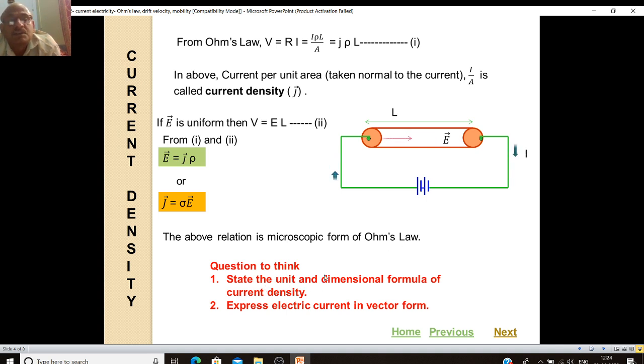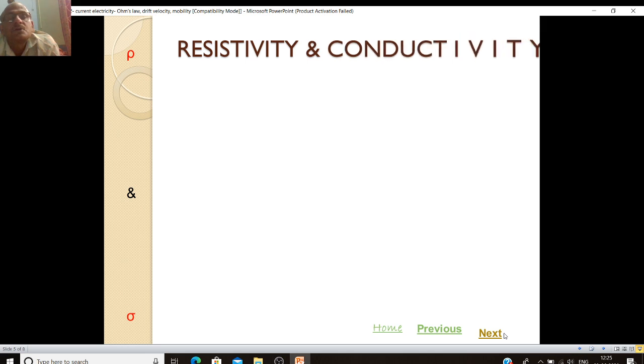Now once again write the unit and dimensional formula of current density J. How can we express electric current in vector form? So write these questions. Now resistivity and conductivity.